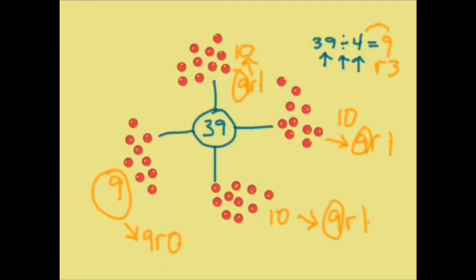So let's see if that's correct. 9 times 4 is 36. 36 plus 3 is 39. And we have a winner chicken dinner.